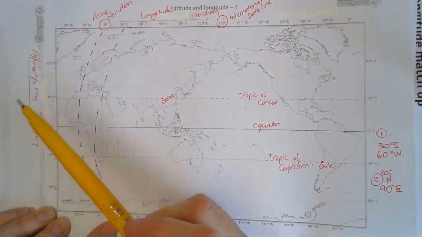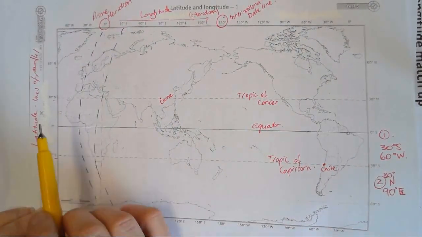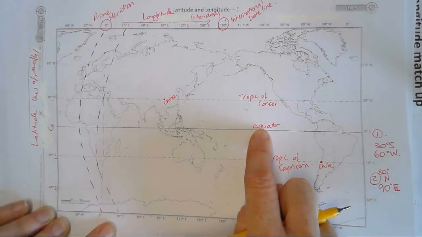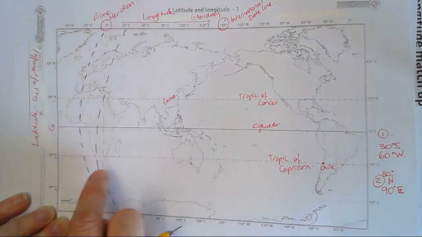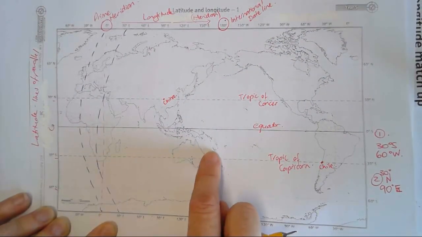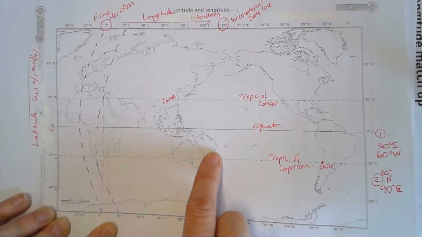Okay, so along the sides here we've got 0 degrees, which we also know as our equator. Okay, and that's a line of latitude. So if they're fat, they're wide, they're going across, they're lines of latitude. So fat, lat, think about that.